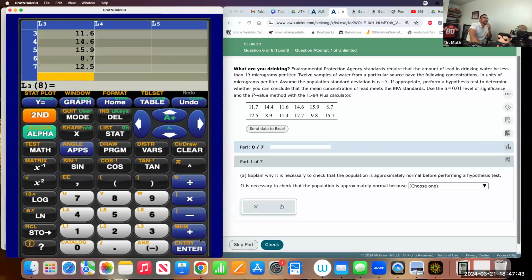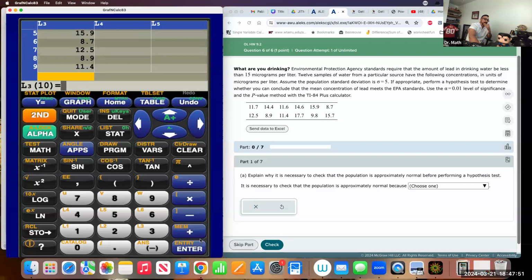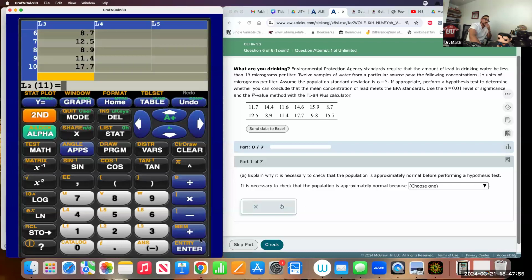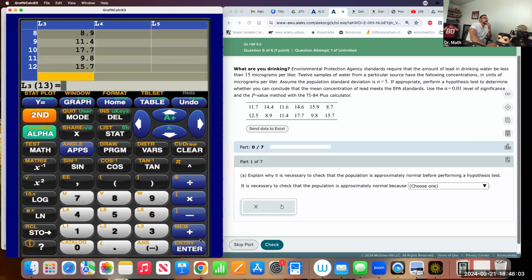12.5, my family loves me. Let's see, 8.9, 11.4, 17.7, 9.8, and 15.7. All right, so those are my 12 values. I plug them into L3.